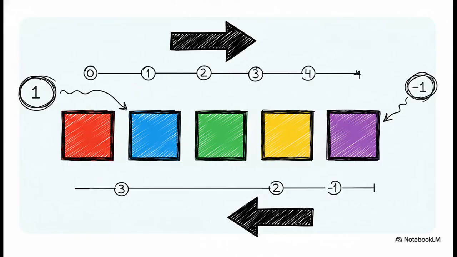But what if you need the last item in a really long list and you have no idea what its index is? Well, that's where negative indexing is an absolute lifesaver. While positive numbers count from the beginning, negative numbers count backward from the end. So -1 is always the last item, -2 is the second to last, and so on. It's just a brilliant and simple shortcut.